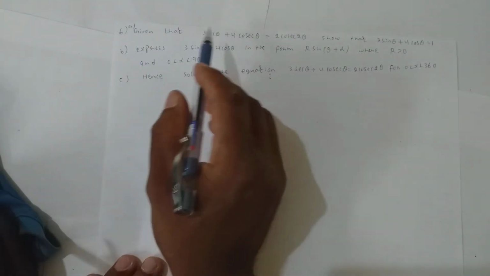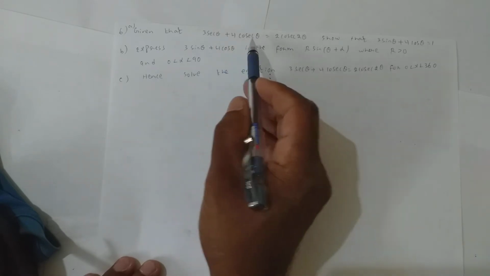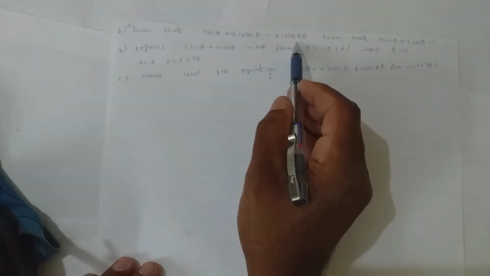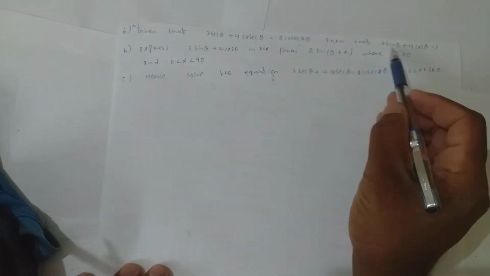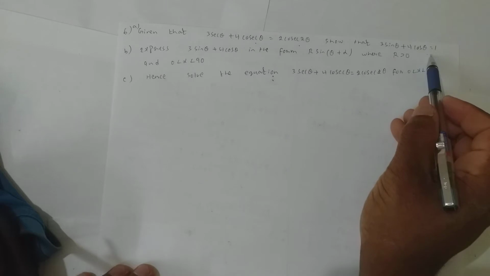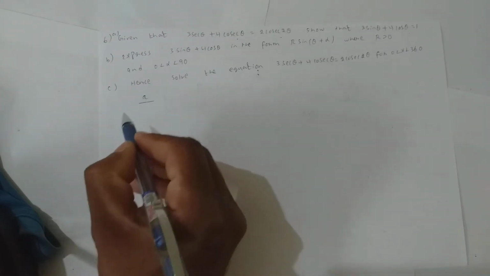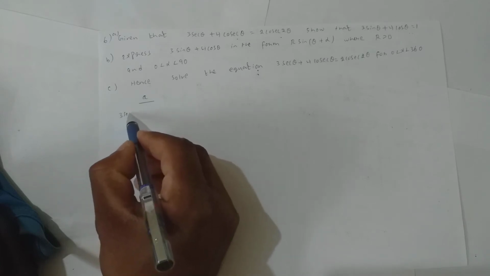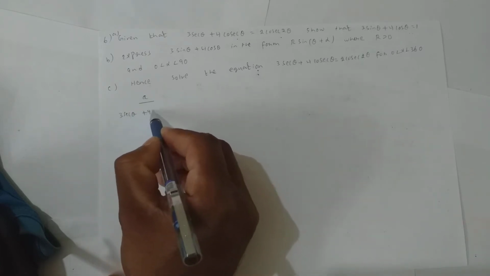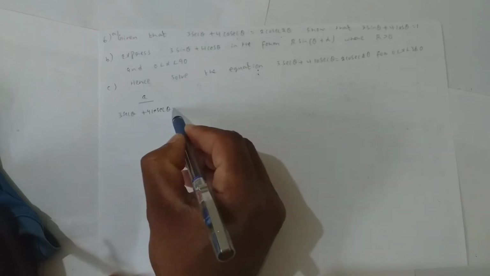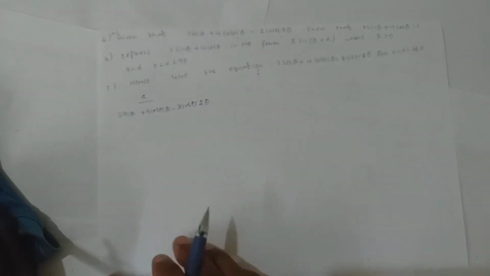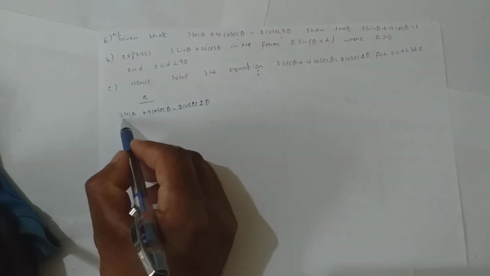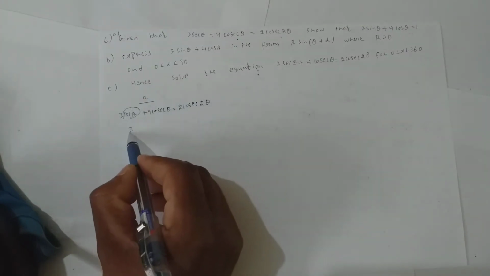A bit. Given that 3 secant theta plus 4 cosecant theta equal to 2 cosecant 2 theta, it is given. Show that 3 sin theta plus 4 cos theta equal to 1. I need to show. So let us do the A bit first. What is given? 3 secant theta plus 4 cosecant theta equal to 2 cosecant 2 theta. In place of secant theta, what can I write?